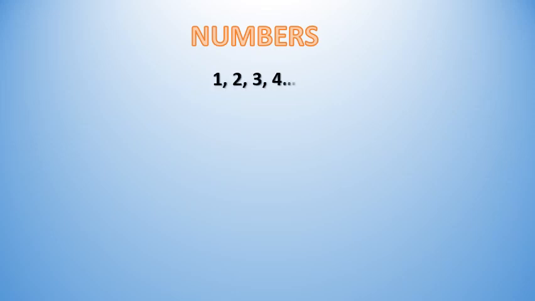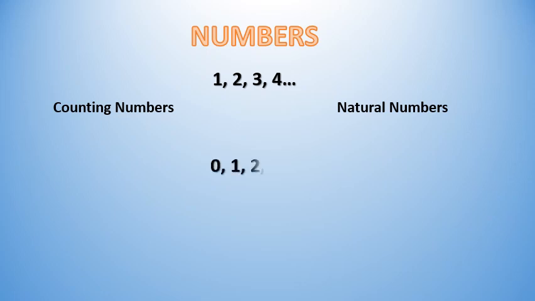Students, when you talk about mathematics, the first thing that comes to your mind is numbers. Now you know what numbers are. Example: 1, 2, 3, 4. These types of numbers are called counting numbers or natural numbers. Now when you begin counting from 0 onwards, that is 0, 1, 2, 3 and so on, these numbers are called whole numbers.